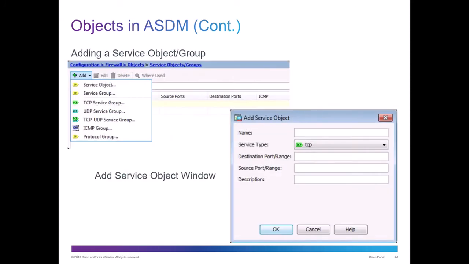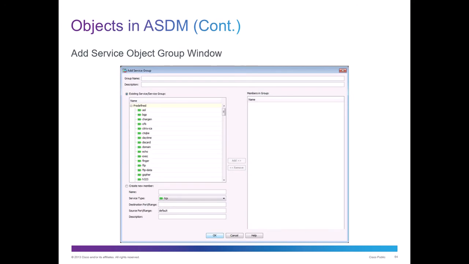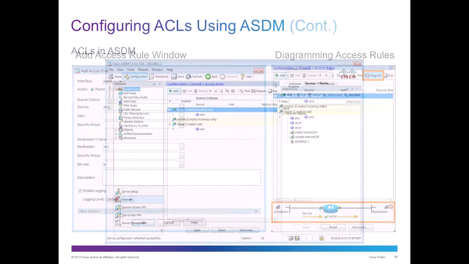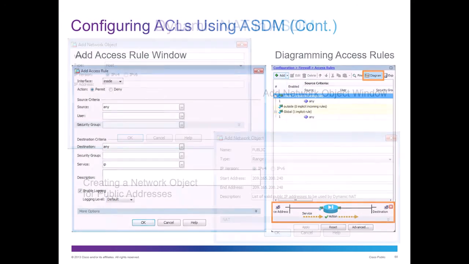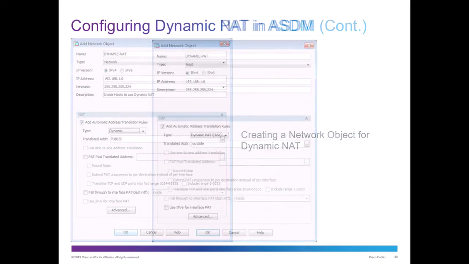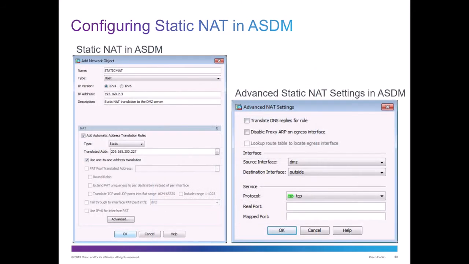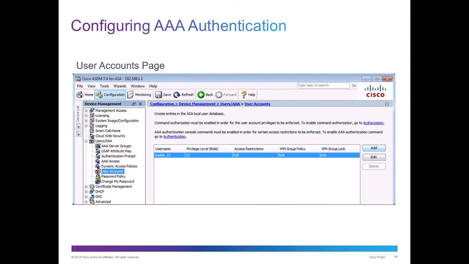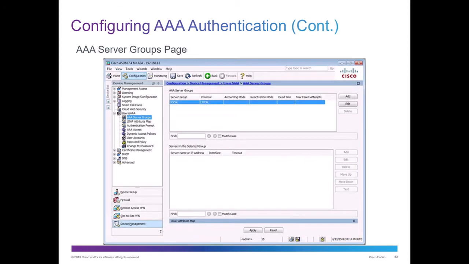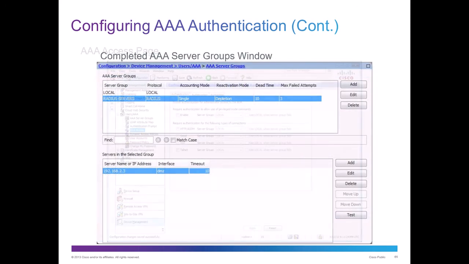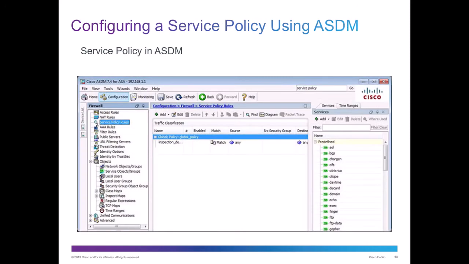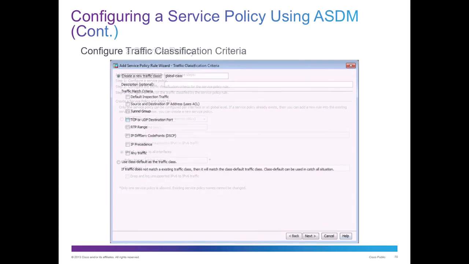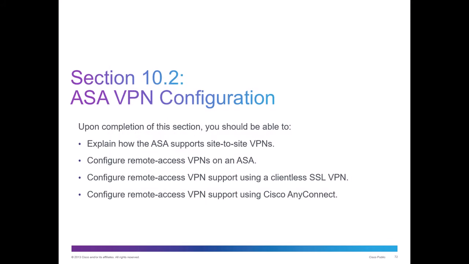Service objects, adding them, adding service object groups, ACLs. Okay, so dynamic PAT, static NAT you could do, configuring AAA authentication. See how fast we're going? You could take this step by step. In fact, even with your chapter while you're reading it, they can explain, there is really not much to see. It's just a lot of slides.